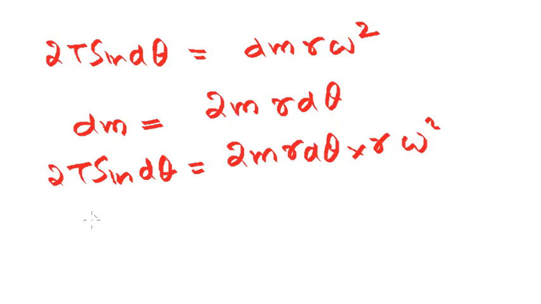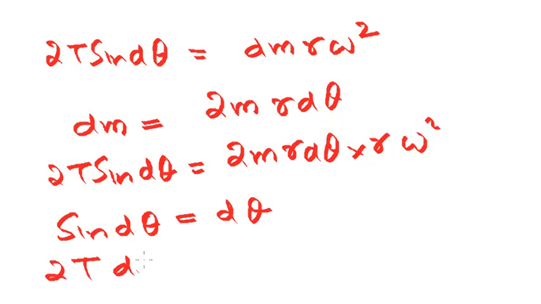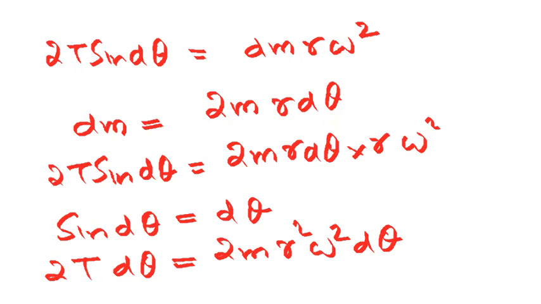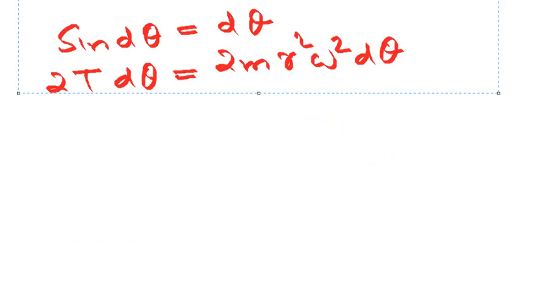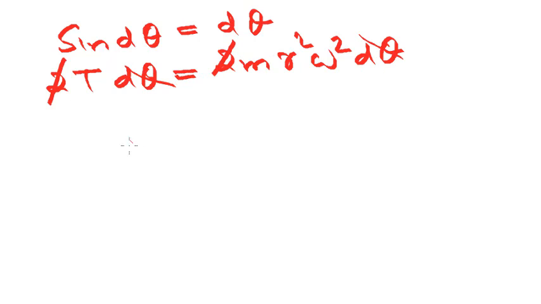But see, the angle is very small, therefore sin d theta can be written as equal to d theta. So the final step will be 2t d theta is equal to 2m r square omega square d theta, from which you can find out this 2 and 2 cancel, d theta cancel, so you will get tension equal to m r square omega square.